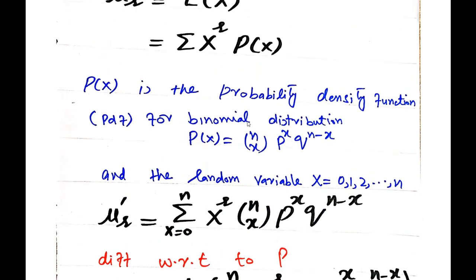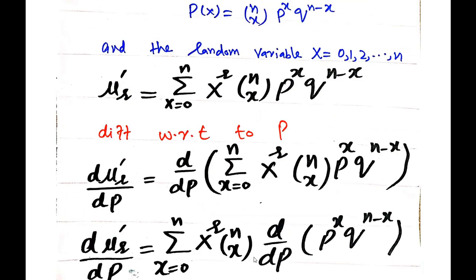So we apply this PDF and random variable in this equation. The random variable x starts from 0 to n, x to the power r. Write the formula for p of x, nCx p to the power x q to the power n minus x, and differentiate it with respect to p. Mu r prime d over dp is equal to d over dp of the sum for x ranging from 0 to n, x to the power r, nCx p to the power x q to the power n minus x.